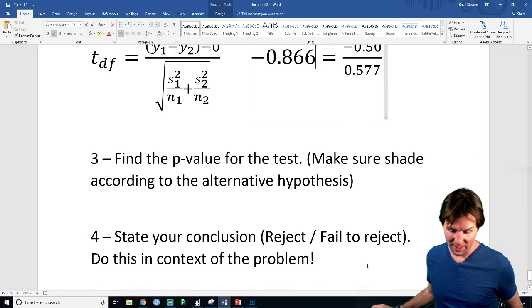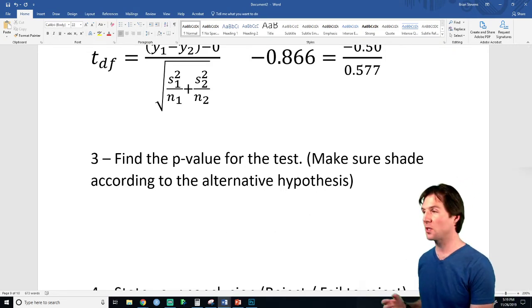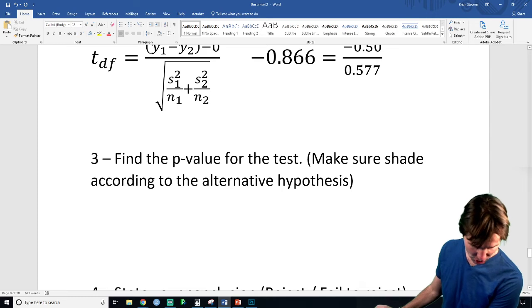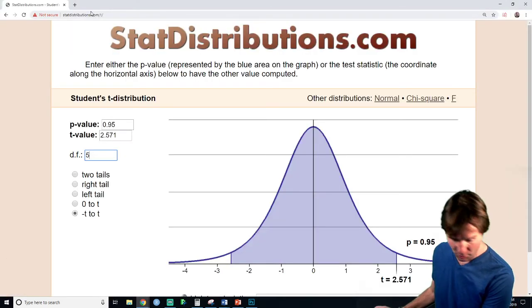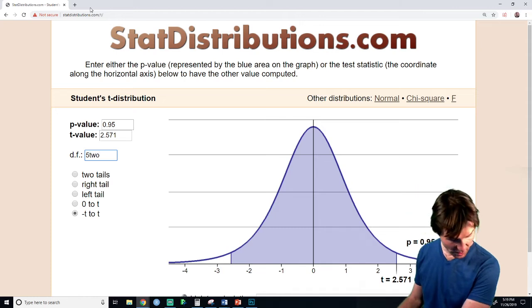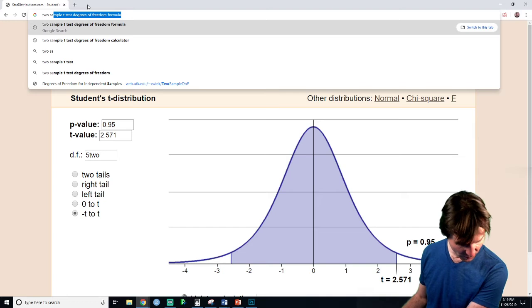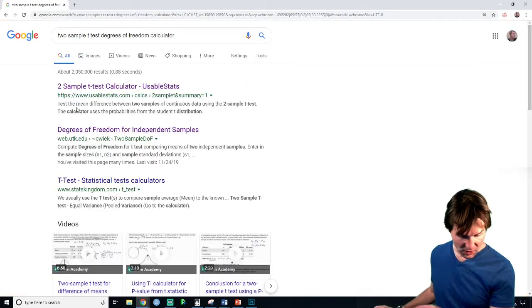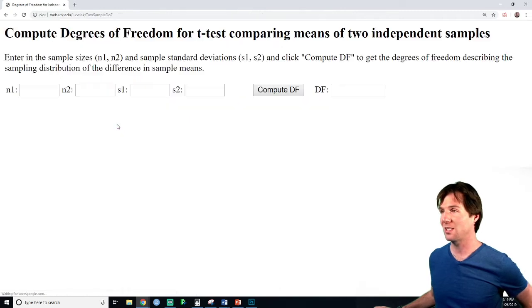Well, we can draw this out again. Here's the thing. This t is more complicated. We need to find the degrees of freedom for it. So we're going to head over to a quick calculator to help us out. What we'll do is we'll Google two-sample degrees of freedom calculator. It's actually the second one now. It used to be the first, but this is the one we generally use. I checked out the other one. I still like ours better.